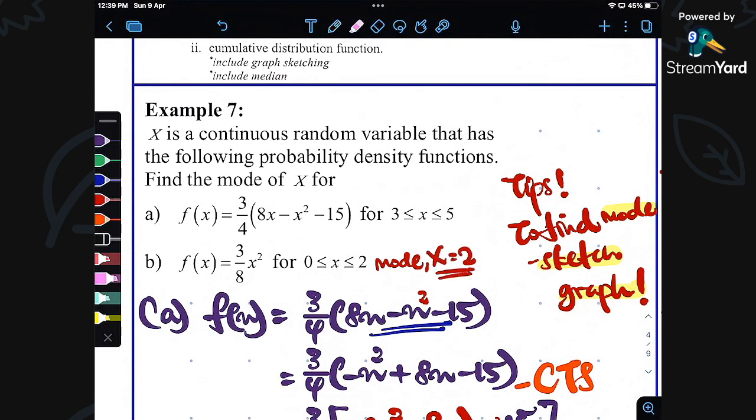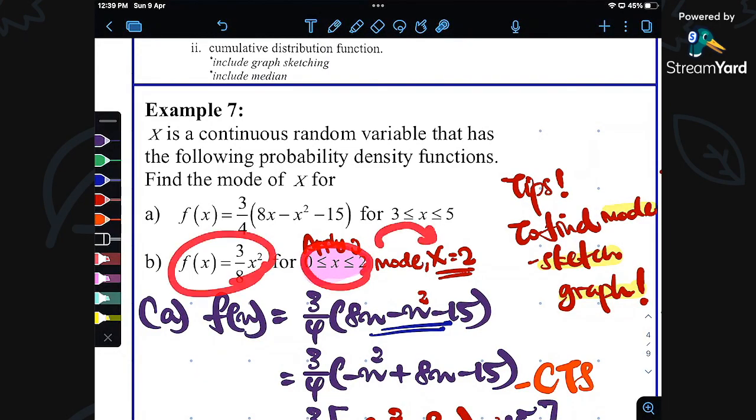All I want to say is that don't forget to apply this condition. Okay, apply this condition very, very carefully. You must sketch according to this condition and then you can get your answer, the mode. If you do not apply this very, very carefully, you will never find your answer. Good luck.